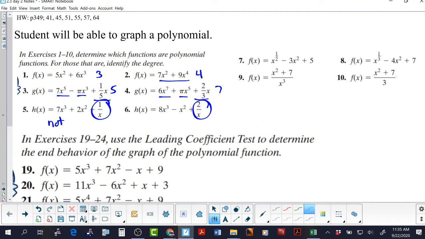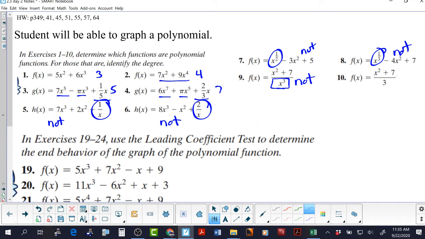Same thing over here. Not a polynomial. We can't have variables in the denominator. There's a problem with this one. This is not a polynomial. So no fractional powers. Not a polynomial. Same thing with number 8. Not a polynomial. This one we have a variable in the denominator.